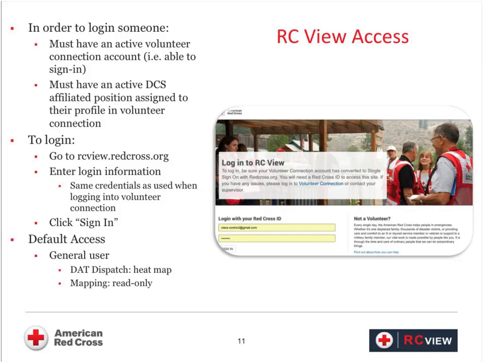And what that means is you'll have a heat map for DAT Dispatch. So you'll be able to log in, but you won't actually be able to do anything in the application. As part of this implementation project, your implementation leads should be working to get you the appropriate access level. So if you need that regional leadership access and you don't have it yet, I'd encourage you to work with your implementation leads and they'll be able to get your access updated.